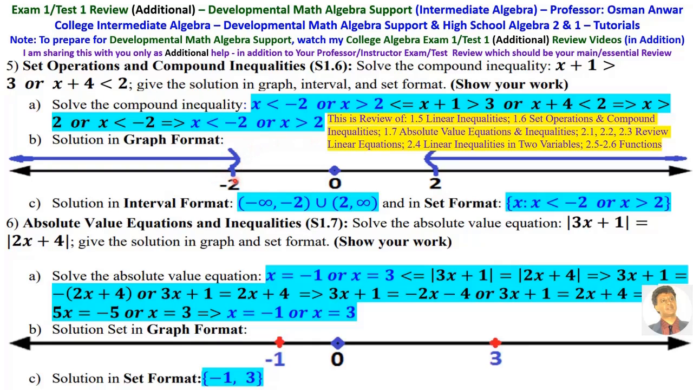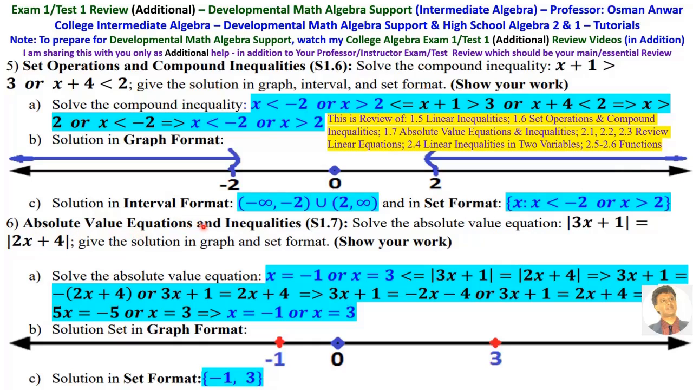In a graphic format, x is less than minus 2. It is from minus infinity to minus 2. Or x is greater than 2, which starts at 2 and goes all the way to infinity. So it is 2 to infinity, and this U means or, union. Okay. In a set format, it is a set of x where x is less than minus 2 or x is greater than 2. Okay.